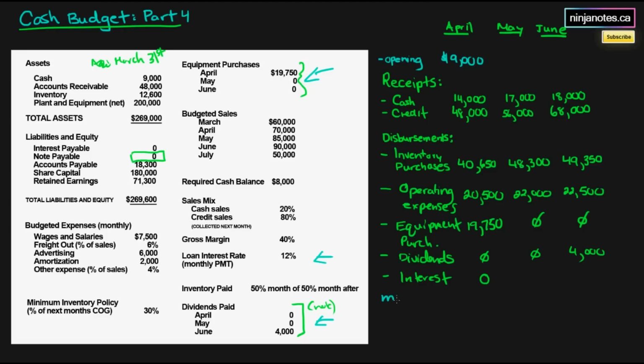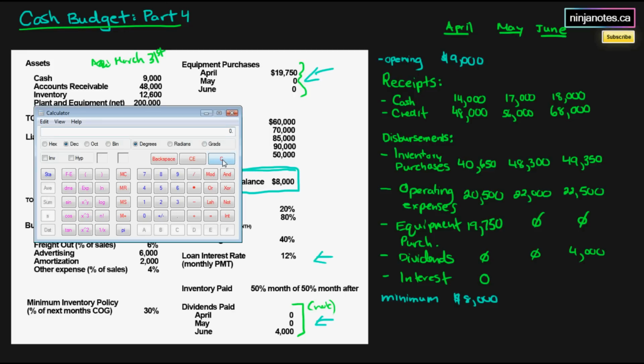And that is because we need a minimum cash balance of $8,000. And that is a policy that is stated right here. We require $8,000 of cash. So let's figure out how much cash we have right now. We have a $9,000 balance plus $14,000 from cash receipts and $48,000 from credit receipts. Subtract $40,650 of inventory purchases, subtract $20,500 of operating expenses, subtract $19,750 of equipment purchases. And we have a deficit of $9,900 of cash, which means we're going to have to borrow $9,900 plus $8,000 to cover the minimum amount we need.